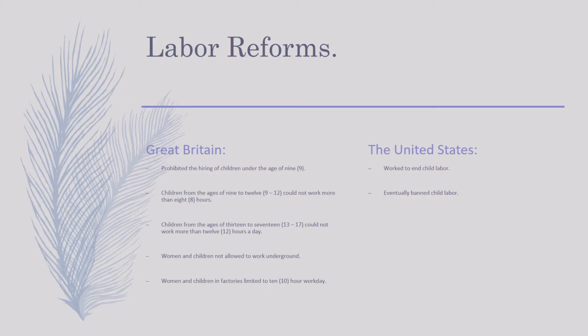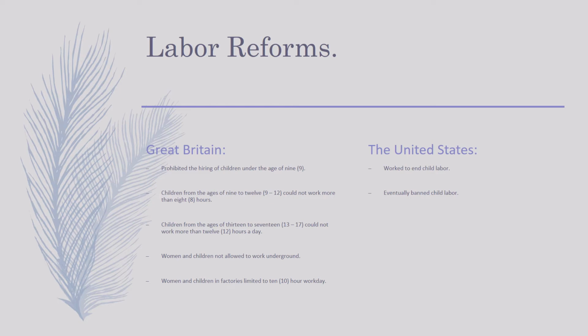So some labor reforms here. In Great Britain, they prohibited the hiring of children under the age of 9. Children from the age of 9 to 12 could not work more than 8 hours. Children from the ages of 13 to 17 could not work more than 12 hours a day. Women and children were not allowed to work underground. And women and children in factories had to be limited to 10-hour workdays.